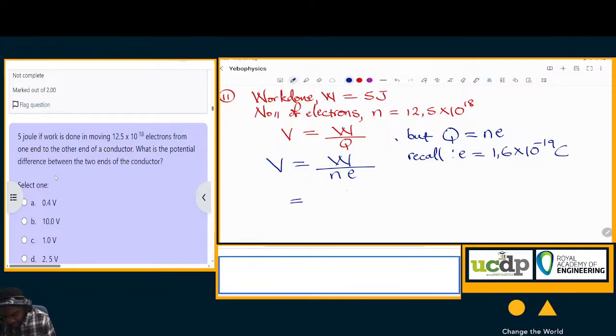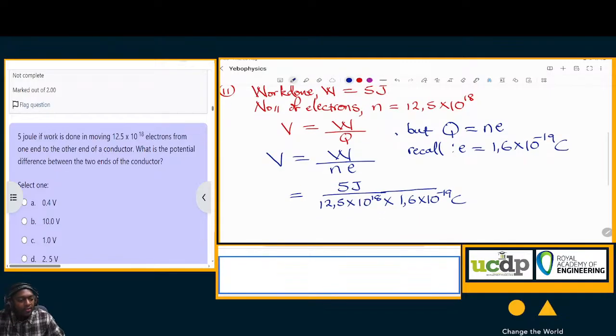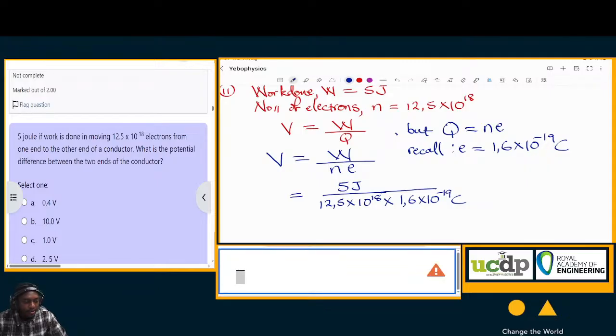Now the work done we're given, it's 5 joules over Q, which is Ne, which is 12.5 times 10 to the power of 18 multiplied by the charge of an electron, which is 1.6 times 10 to the negative 19 coulombs. Then obviously you can punch this in your calculator. If you have your calculator close by, you can confirm if you get the same answer.